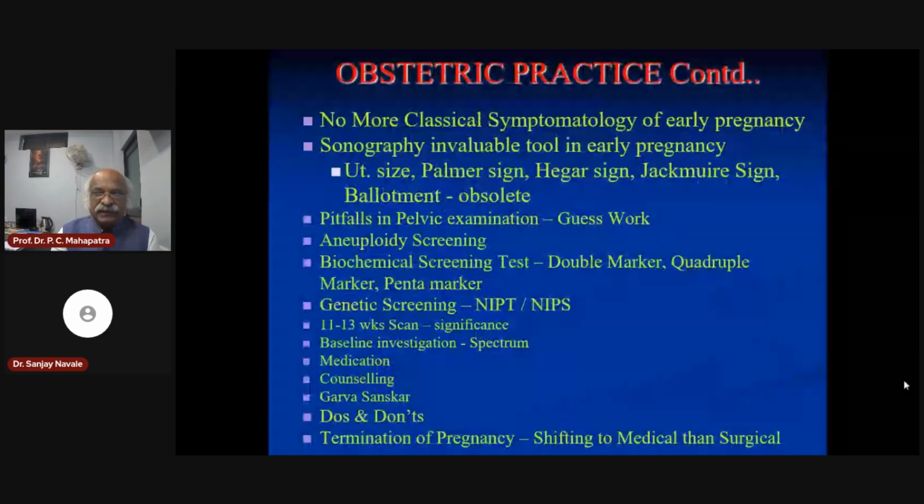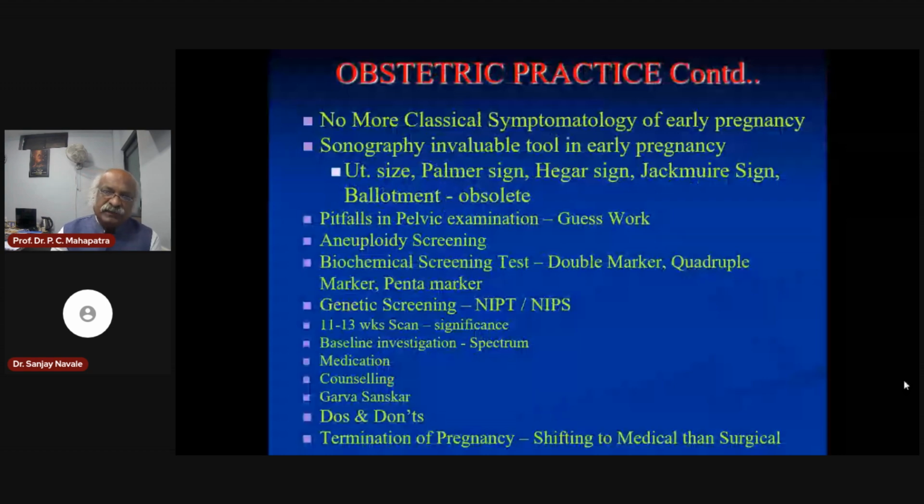And biochemical screening tests like double marker, quadruple marker, and pentamarker have become a routine procedure in all pregnancies, because now we want a healthy mother with a healthy baby. Therefore it is important that even with one or two children, the quality of the baby should be very well ensured.